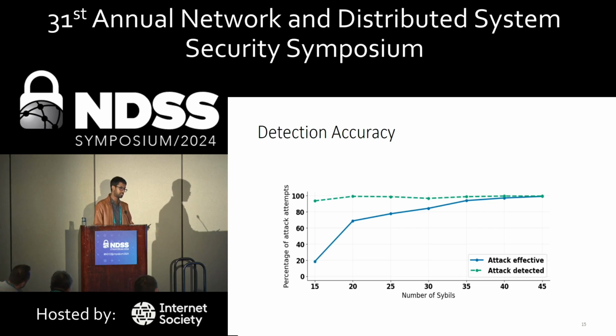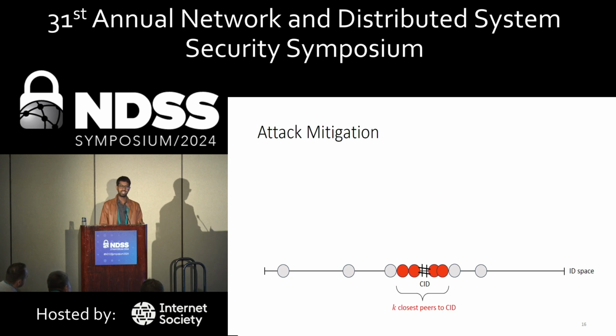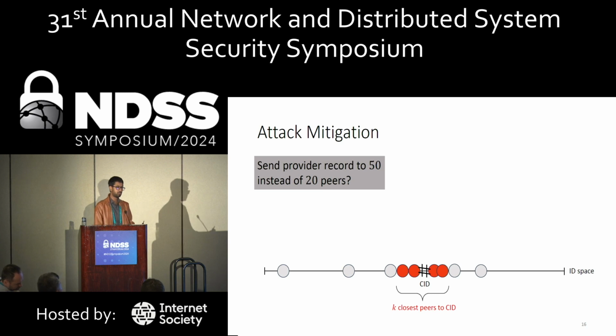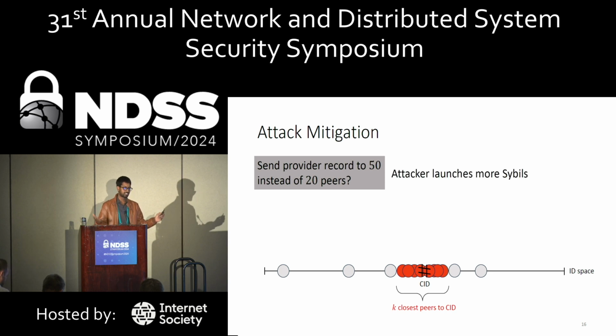Having done detection, now let me talk about how you can also mitigate the attack. Recall that the adversary controls the k closest peers to the content ID. One naive suggestion would be, instead of sending the provider record to the 20 closest peers, I'll send it to 50, to try to increase the fault tolerance. But this doesn't really work, because the adversary can just launch more Sybil nodes. It knows that you're targeting 50 nodes, so it'll launch more. It just increases the cost slightly and doesn't really solve the problem.